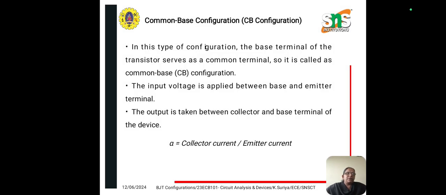In this type of configuration, the base terminal of the transistor serves as the common terminal, so it is called a common base configuration. The input voltage is applied between base and emitter terminal. The output is taken between the collector and the base terminal of the device. Common base configuration has low input resistance but high output resistance. Current gain in the common base configuration is denoted by alpha. It is defined as the ratio of collector current to emitter current. So alpha is equal to collector current divided by emitter current.